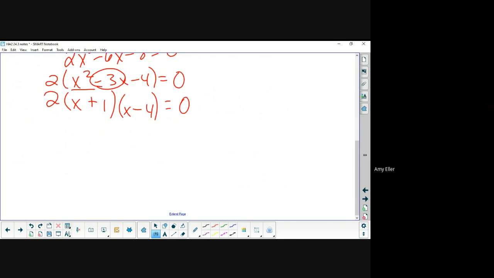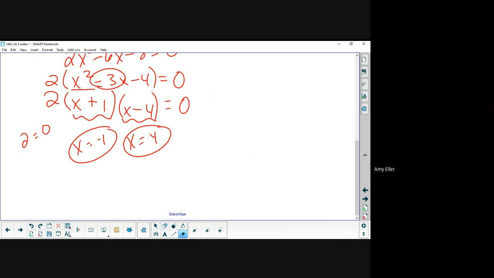That's factoring. Then I solve. I set each factor equal to 0. If I set this equal to 0, I get 4. Set this equal to 0, I get -1. Set this equal to 0, well, there's no x's there. That doesn't lead to a solution. So I don't get anything there. Those are my answers. And I have to check both of them.